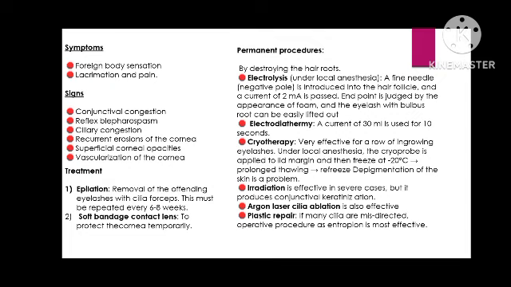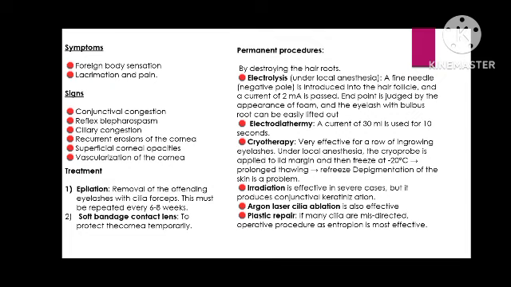A soft bandage contact lens can protect the cornea temporarily, and a permanent procedure to destroy the hair root is electrolysis. It is done under local anesthesia. A fine needle with a negative pole is introduced into the hair follicle, and a current of 2 ampere is passed. The end point is the appearance of a bubble formation, and the eyelash root can be easily lifted out. A current of 30 ampere is used for 10 seconds.